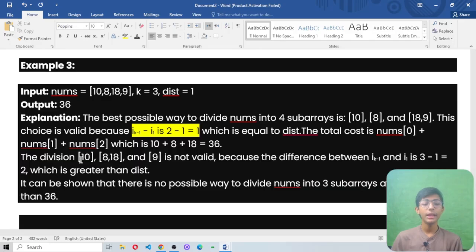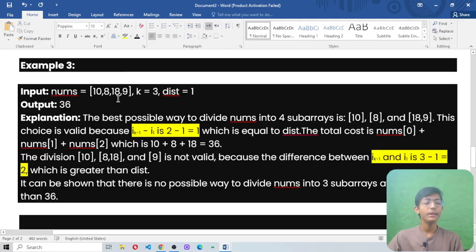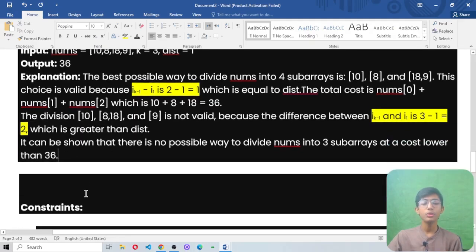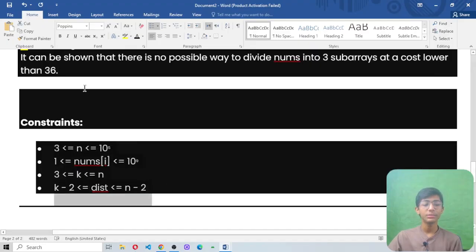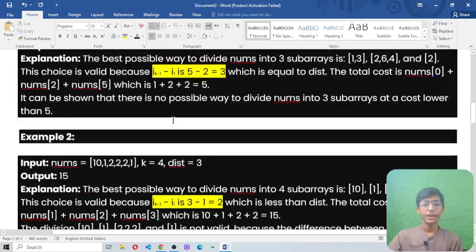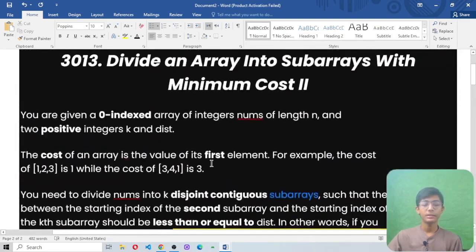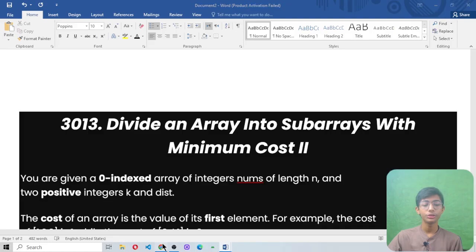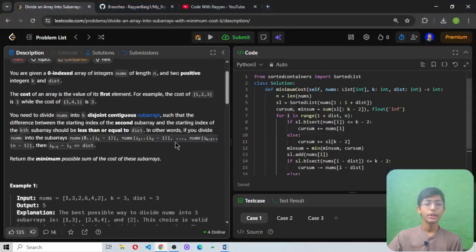The division [10, 8, 18] and [9] is not valid because the difference in this formula is greater than dist. Okay, and then it can be shown that there is no possible way to divide nums into 3 subarrays at a cost lower than 36, and there are some constraints also included. So I hope you understand the question with an example. So let's start to solve this question on the LeetCode website. So let's come here.